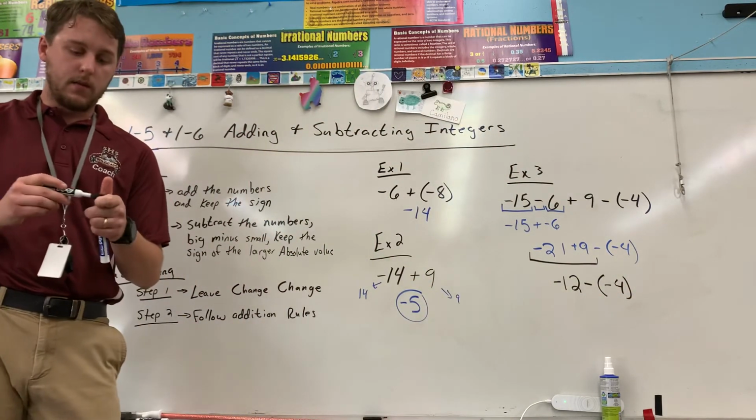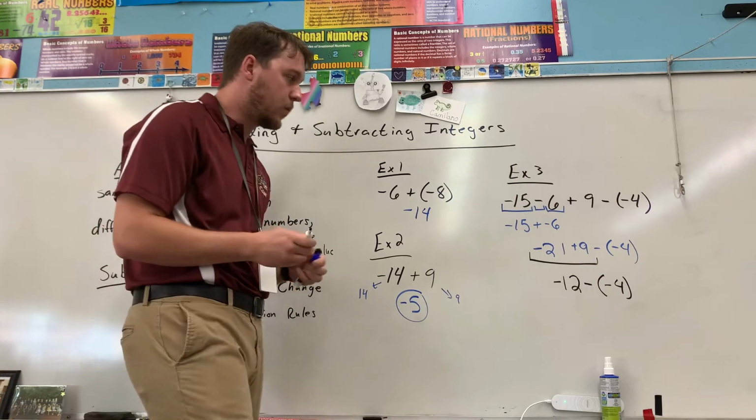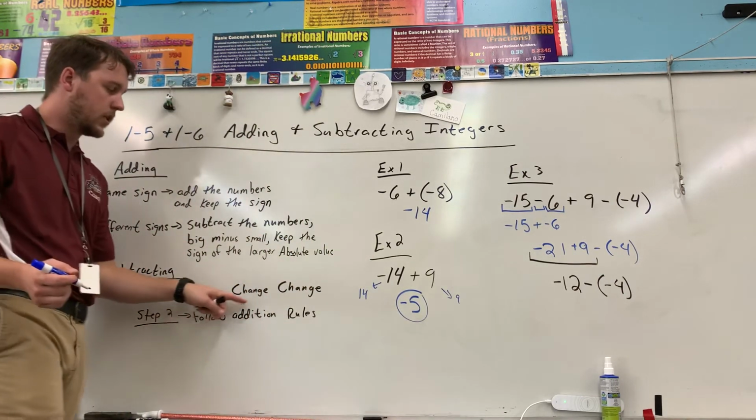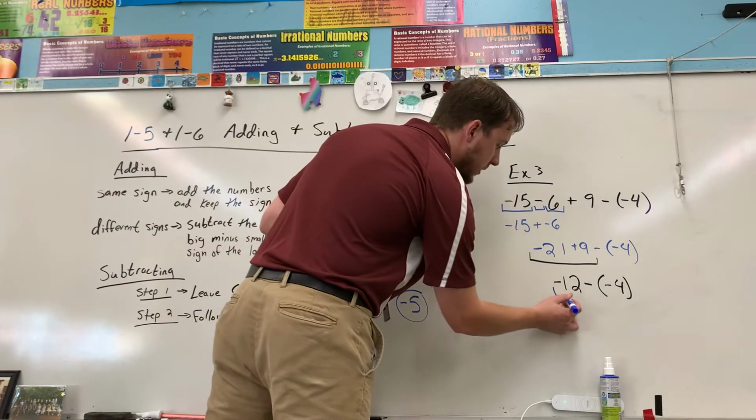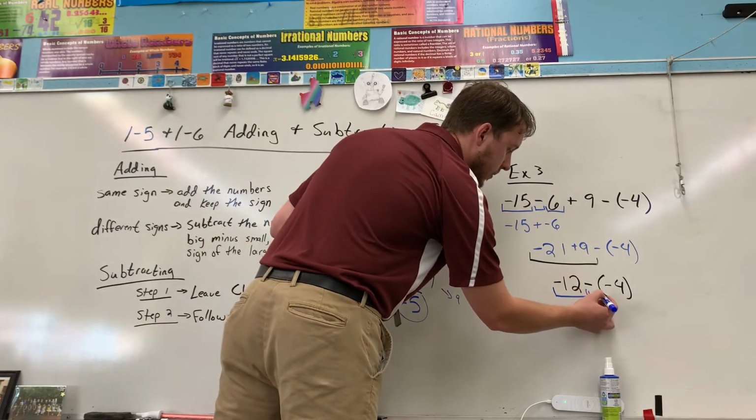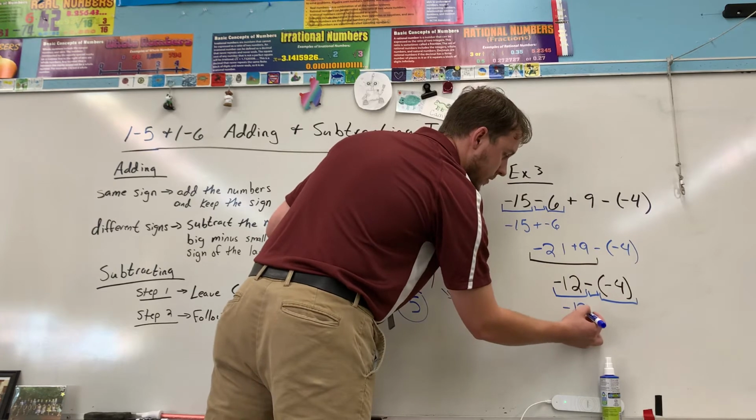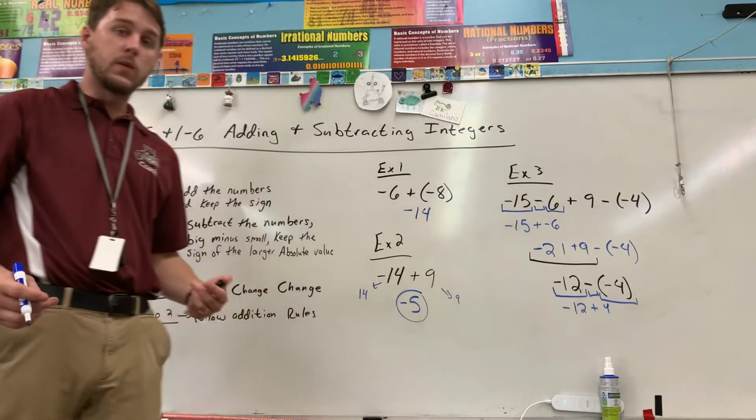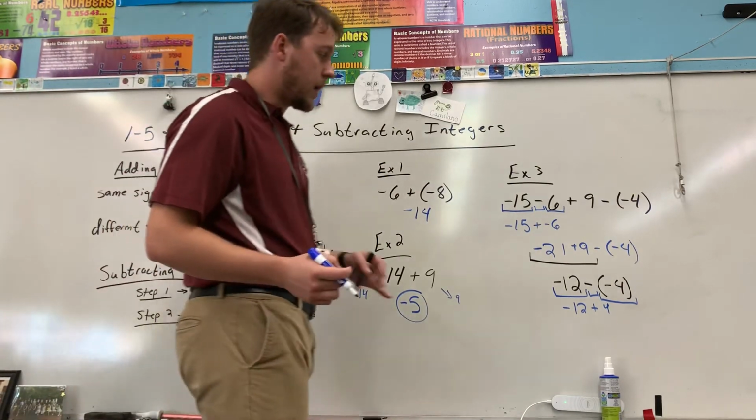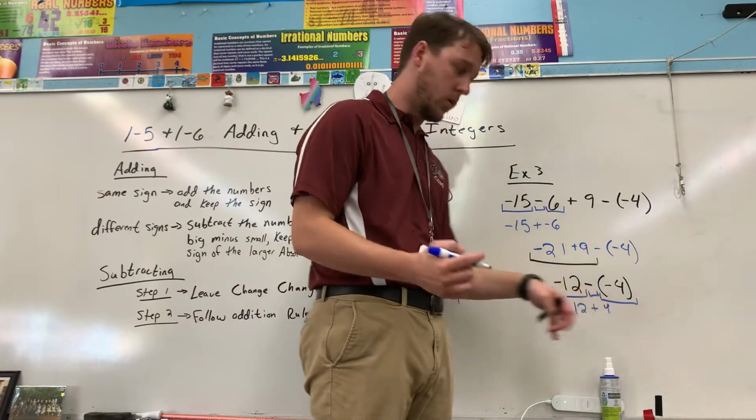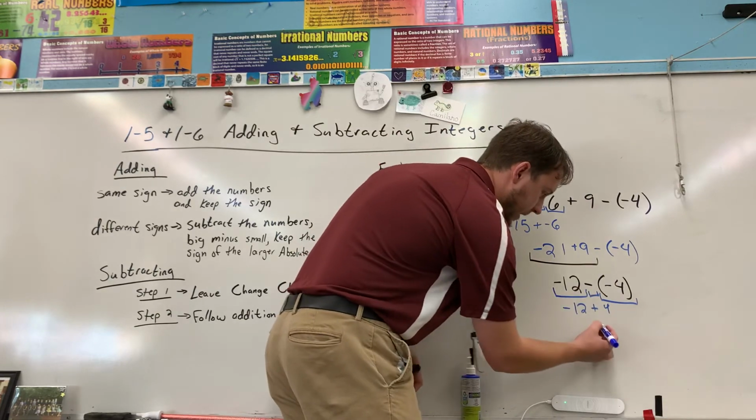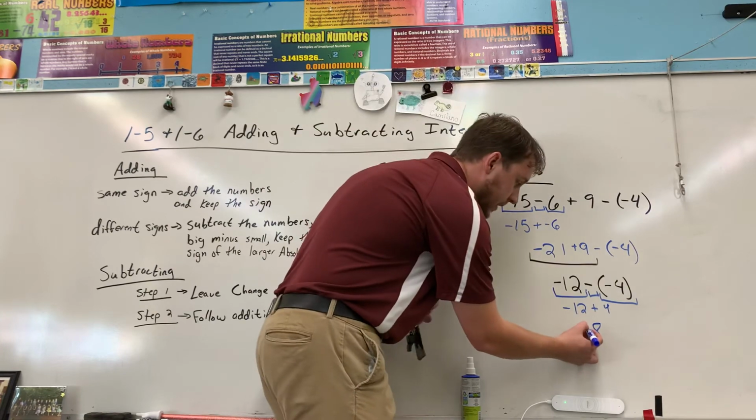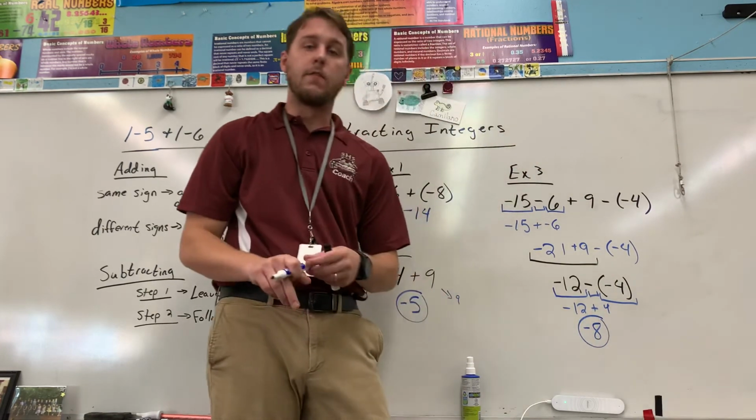And now I have the last part. The last 2 numbers, I have -12 minus -4. I use my subtraction rules again. Leave, change, change. So I leave the -12, change to minus, and I change to negative. Change minus to plus, negative to positive. Addition with different signs, so I have to subtract the 2. 12 minus 4, I get 8. Since 12 has the bigger absolute value, it's going to stay negative. So I get -8 for my final answer.